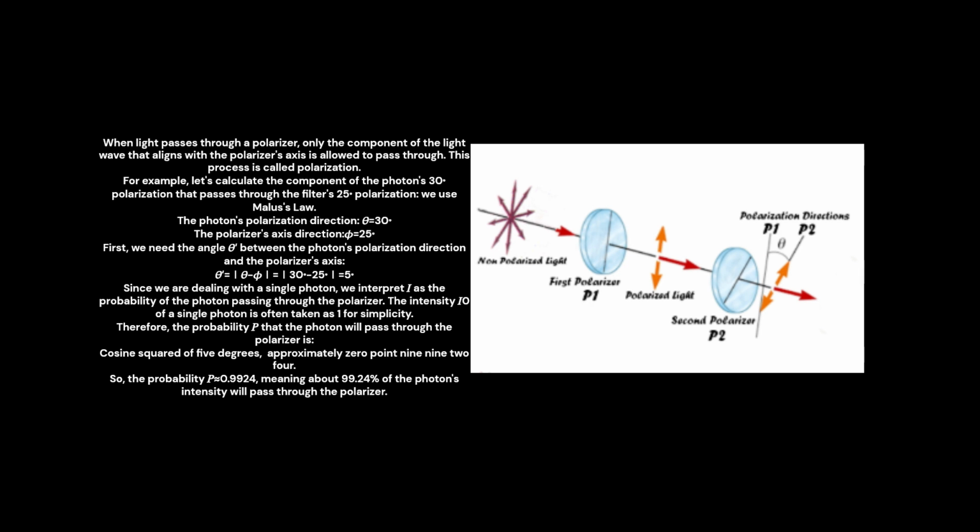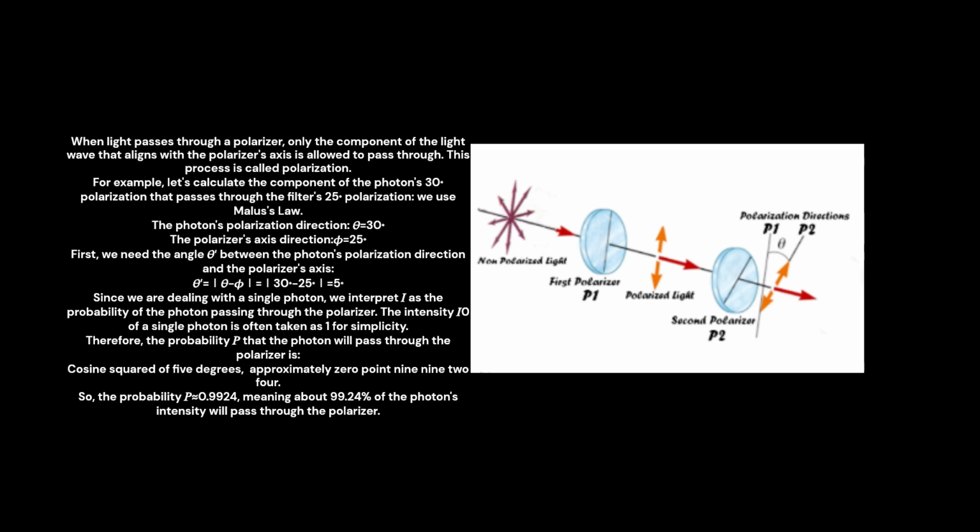For example, let's calculate the component of the photon's 30 degree polarization that passes through the filter's 25 degree polarization. We use Malus's law. The photon's polarization direction equals 30 degrees. The polarizer's axis direction equals 25 degrees. First, we need the angle theta between the photon's polarization direction and the polarizer's axis.